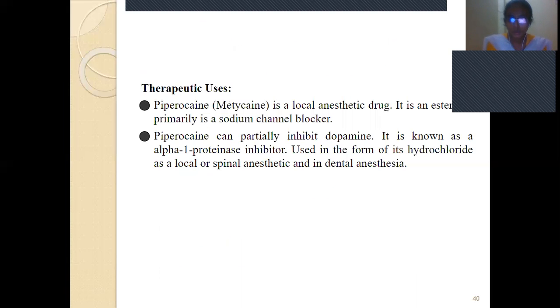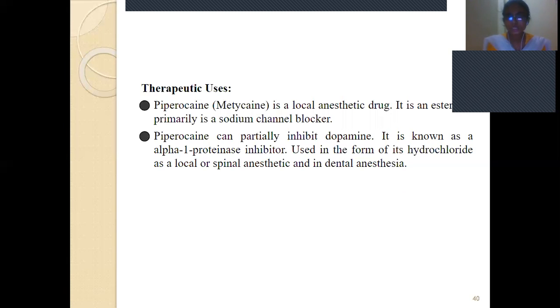Uses: it is a local anesthetic and an ester, mainly used as a sodium channel blocker. This is the drug mainly responsible for sodium channel blocking, and it will also inhibit dopamine. It is used in the form of the hydrochloride as a local or spinal anesthetic, and also in dental anesthesia, meaning teeth.